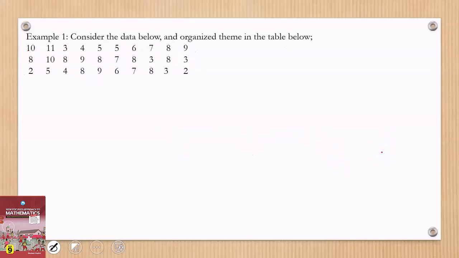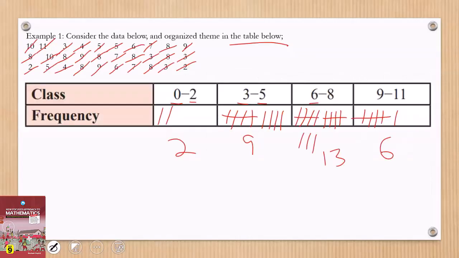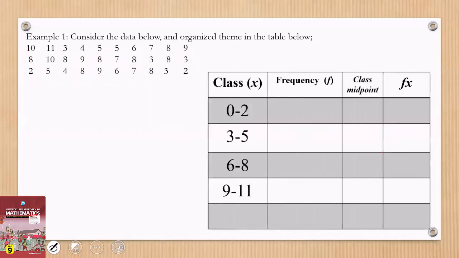Okay, so now we can put that into this table and say the frequency for the first one is 2, 9, 13, 6. So we have 2, 9, 13, and then 6. So that becomes our frequency.